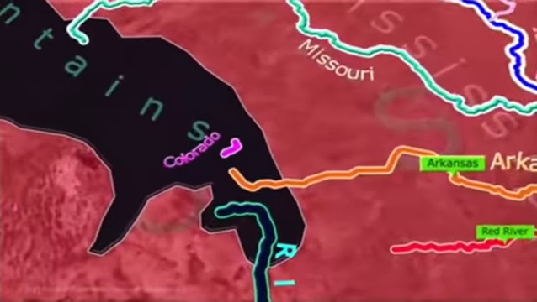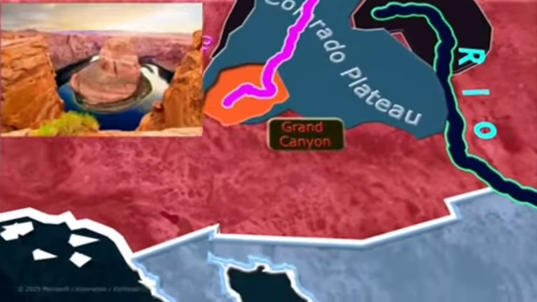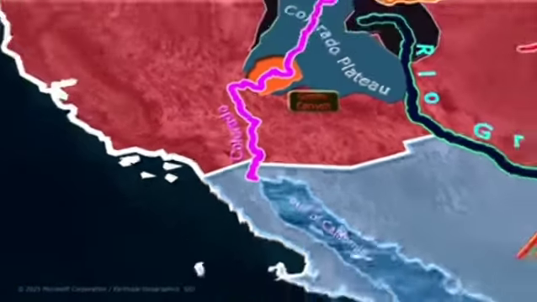Now, let us study the Colorado River, which originates in the Rocky Mountains, flows through the Colorado Plateau where it forms the Grand Canyon, and finally empties into the Gulf of California.